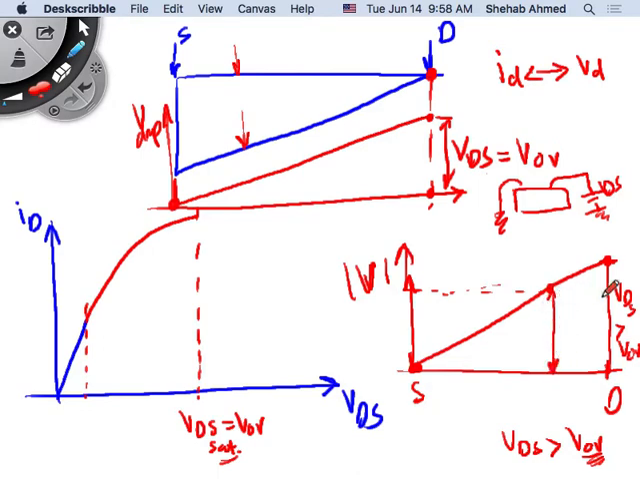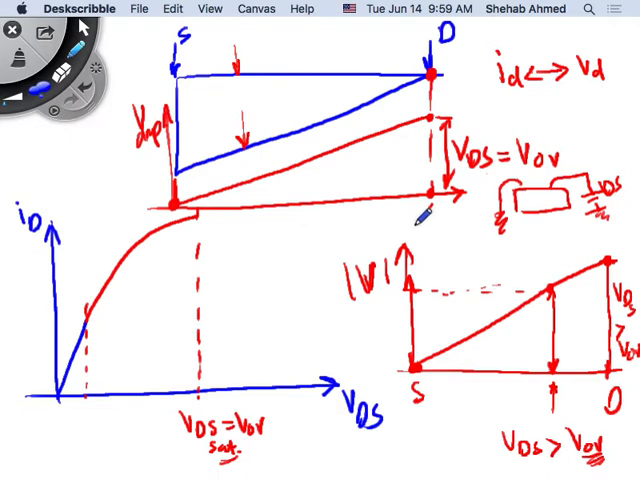So if I increase VDS beyond VOV, it means that the voltage at the drain is VDS, which is greater than VOV. Where is the voltage drop across the channel that is equal to VOV? It's a little bit before. It's between the source and the drain. So what does this mean?